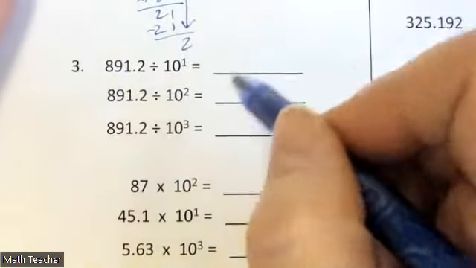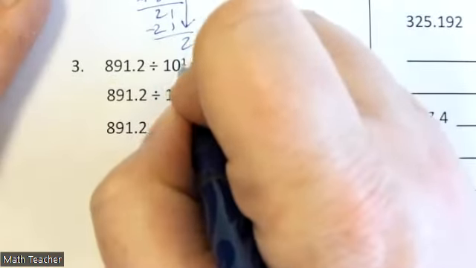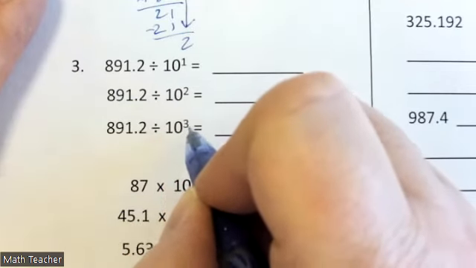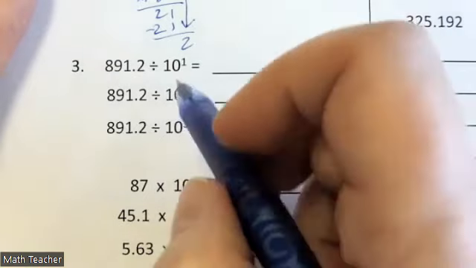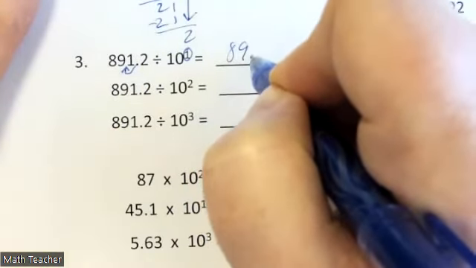Number 3, we're dividing by different powers of 10. 10 to the first power is just 10. 10 to the second power is 10 times 10, which is 100. 10 to the third power is 10 times 10 times 10, which is 1,000. So to divide by 10 to the first power, we move our decimal 1 place to the left. So it will become 89.12.